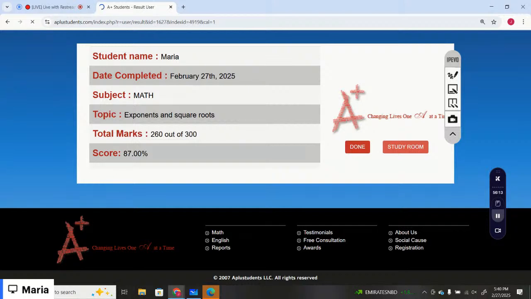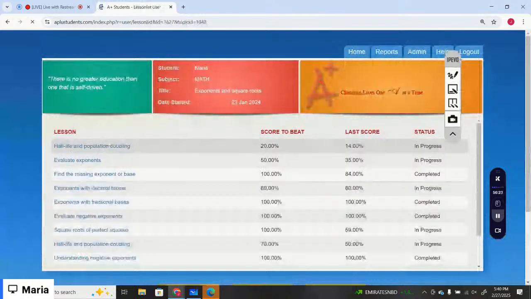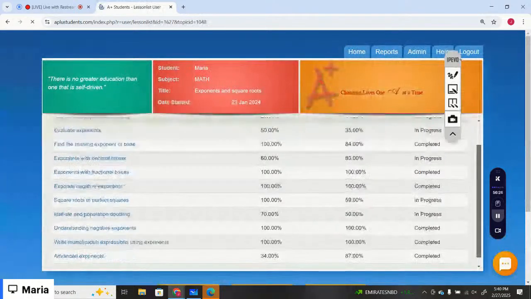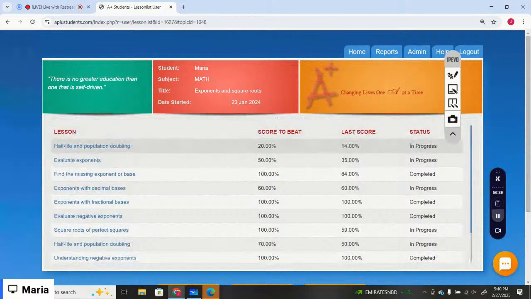Okay, we are done with the lesson. So we were working on grade 6 maths. The chapter we were working on is exponents and square roots. The lessons we have covered today are understanding negative exponents, write multiplication expressions using exponents, advanced exponents. So please make sure before the next session you complete all the practice questions for the lessons we just did. That is your homework until next session.